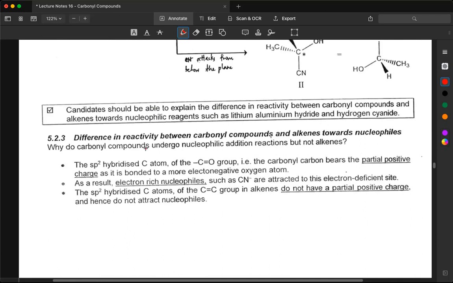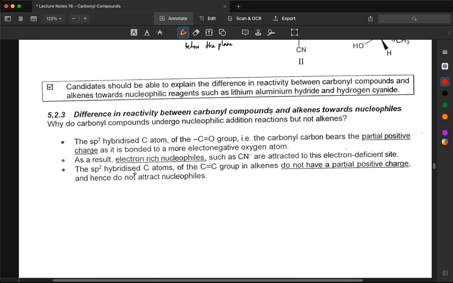Why do carbonyl compounds undergo nucleophilic addition but not alkenes? Because the sp2 hybridized carbon atom of the C=O group, the carbonyl carbon, bears a partial positive charge as it is bonded to a more electronegative oxygen atom. As a result, electron-rich nucleophiles, such as CN minus, are attracted to the electron deficient site. The sp2 hybridized C atoms of the C=C do not have a partial positive charge, so it can't attract nucleophiles. It only attracts electrophiles, in the first stage of electrophilic addition. So that's the difference.